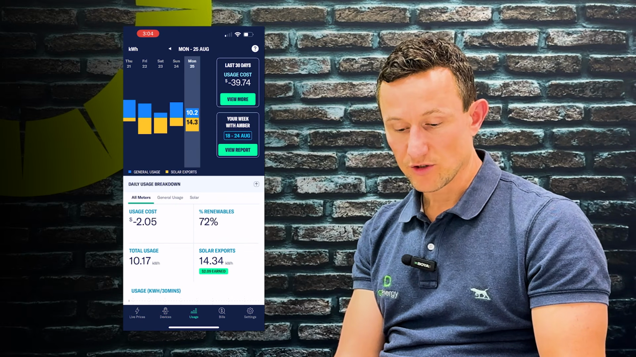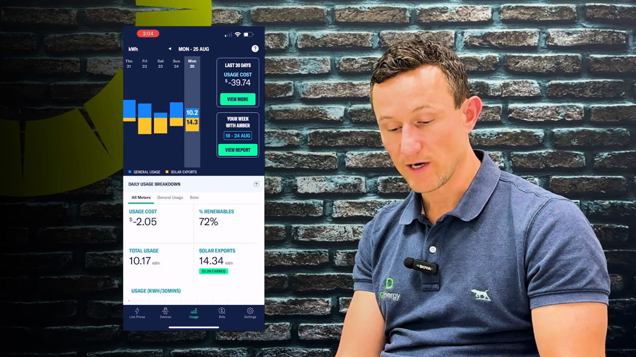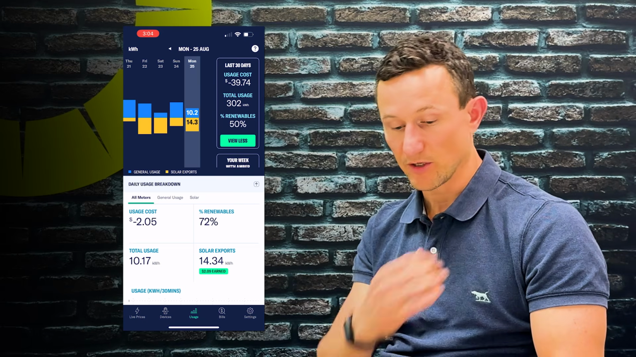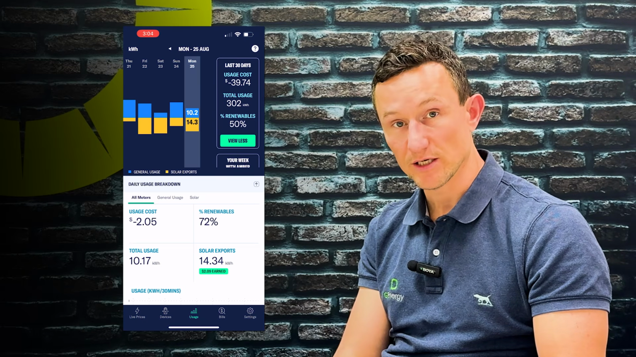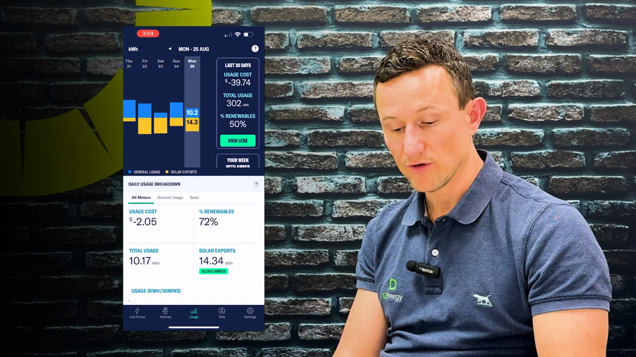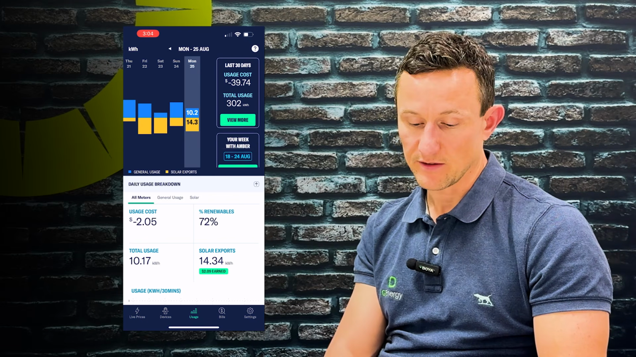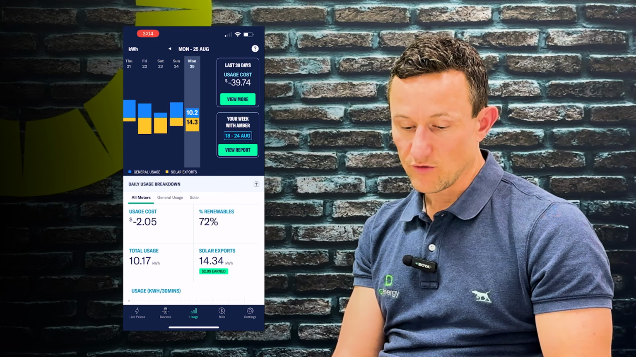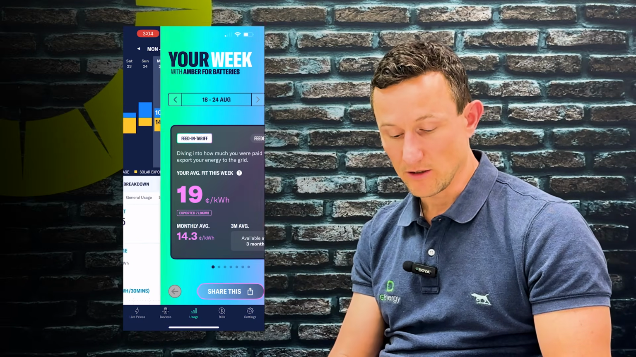This usage here shows you a breakdown of your energy use. At the top right-hand side, it shows me my last 30 days. If you click view more, it shows that my usage cost has been minus $39.74. My total usage is 302 kilowatt hours. 50% of that has come from renewables. And then we've got your week with Amber at the bottom, which you can click on report and it takes you back to that same report that we looked at earlier.